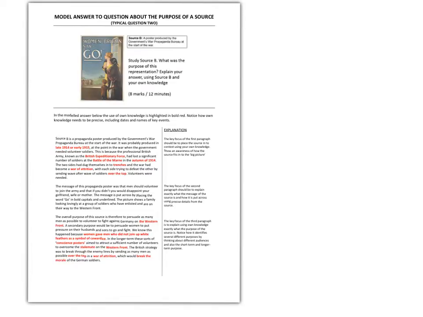This is the second of a series of podcasts focusing on each of the 5 different types of questions you get for the Impact of War on Britain paper. This is about question 2, which is the question that focuses on the purpose of a source, or the purpose of a representation. The typical wording of the question for question 2 is, what was the purpose of this representation?